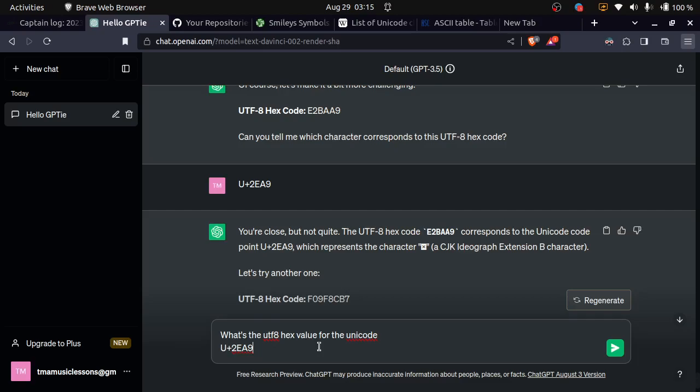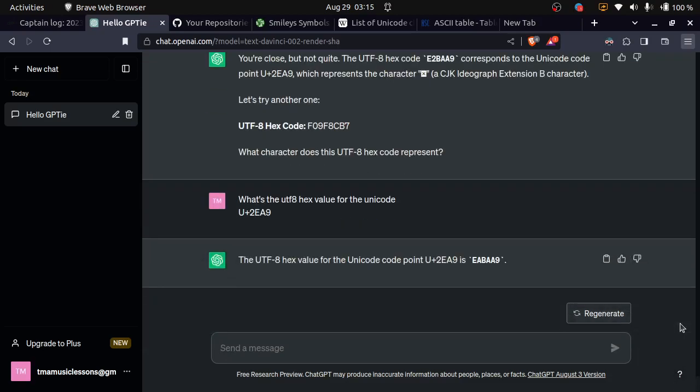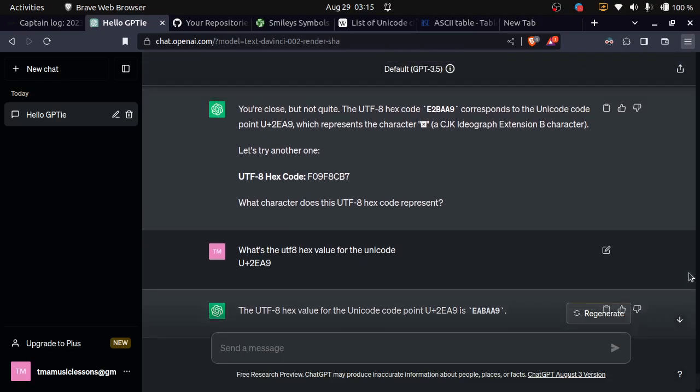Let's find out whether something is shaking the head of GPT. Take this thing down and show me what is happening here. So you're actually correct. Am I? Is it that EA? No, no, no. EABA9.